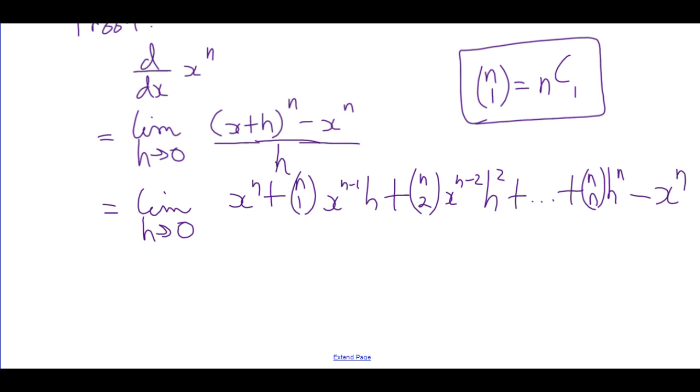Minus x to the n, all over h. Okay, so we just did a specific case of this. We just did x to the 4th, expanded it all out. This is the general case. This is x to the n. So what happened? Well, the x to the n cancels out with the negative x to the n, right? So those are gone.